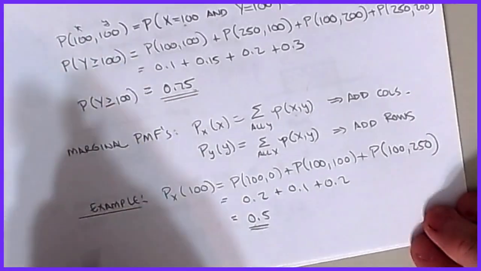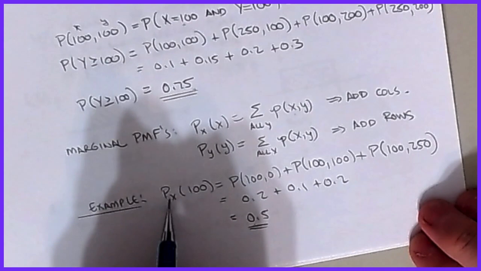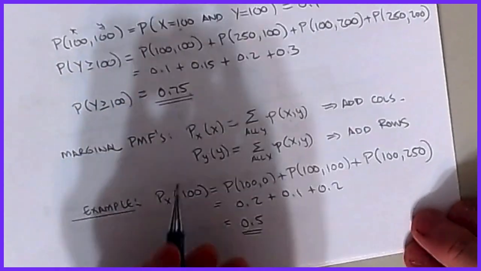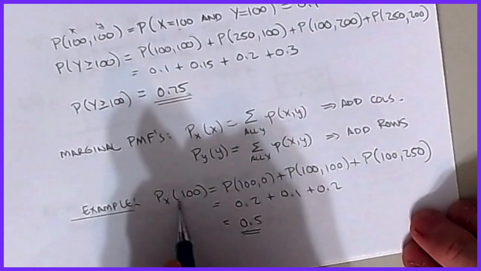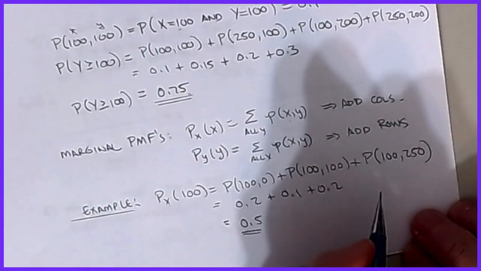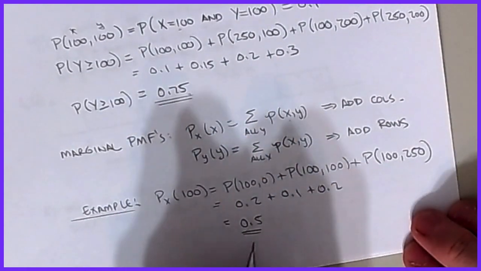Okay, and that's exactly the example that I show here at the bottom. So the marginal of x for 100 is the probability of (100, 0), (100, 100), and (100, 250). So it's all of the x equals 100 pairs. And that gives me a marginal of 0.5.